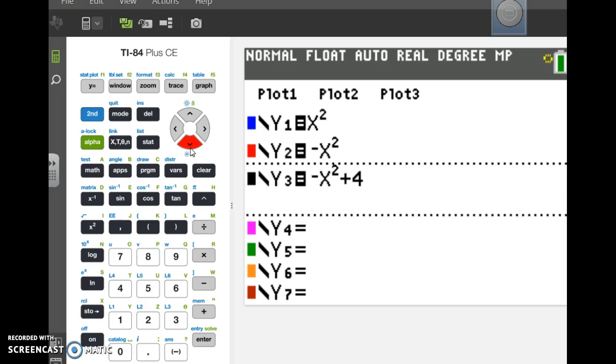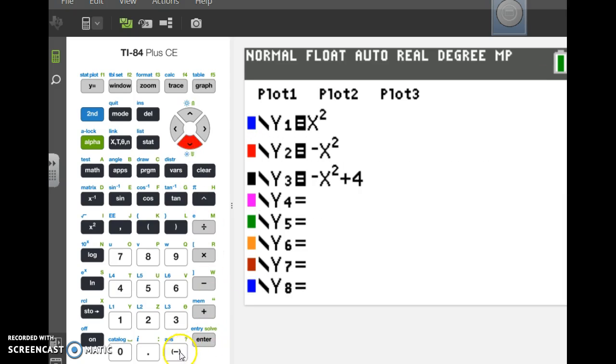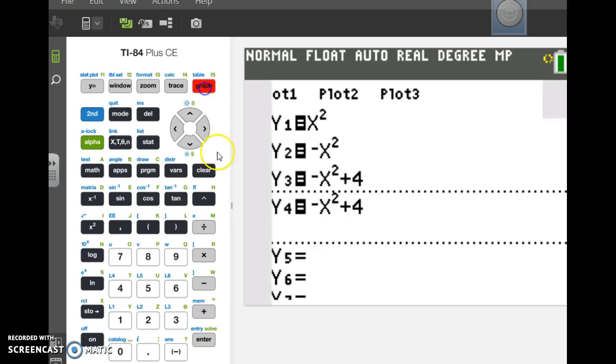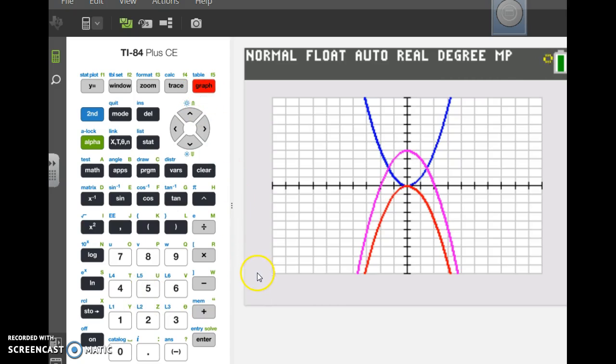Now to verify this, let me put negative x squared plus 4 in a different color just to make sure that we have the right one. Okay, negative x squared plus 4. Yep, that's the right one. So there we go. We have it. Okay, let's try another one.